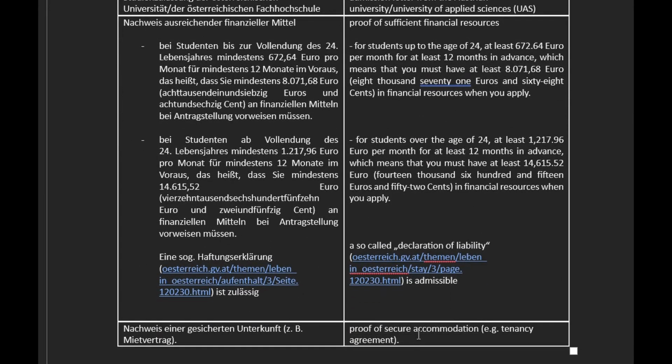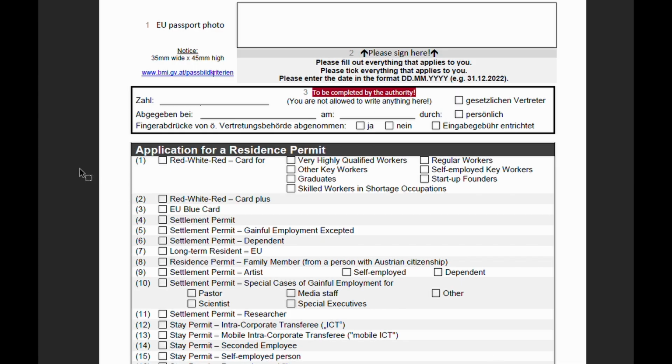Okay, so now let's get into the actual application form. So this is how the application form looks. And what we're going to first do is go through the EU passport photo, right? So the requirement of the EU passport photo is very specific. So there's also guidelines given at this particular website. I'll just show it to you.